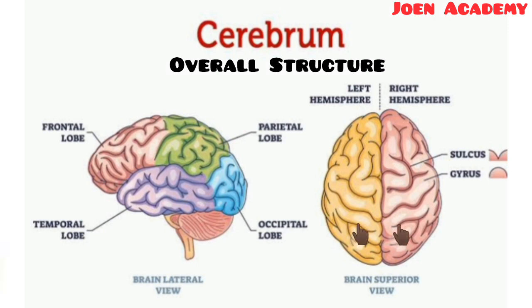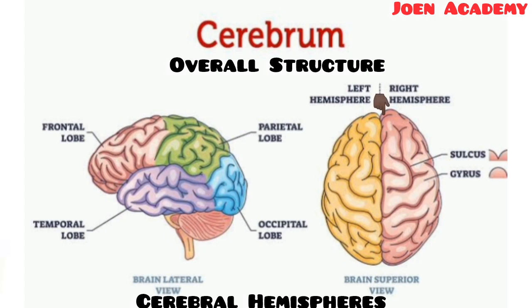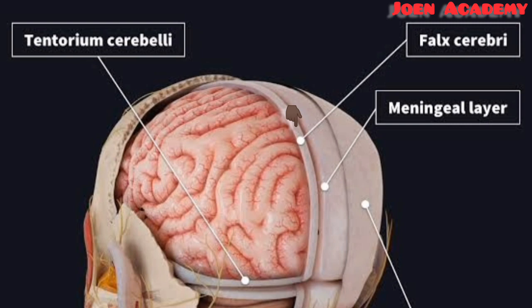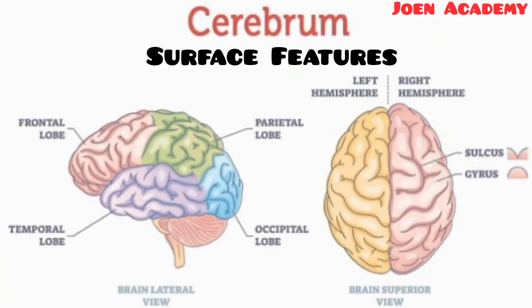The cerebrum is divided into two symmetrical halves, known as the two cerebral hemispheres, by a deep midline cleft known as the longitudinal fissure. The falx cerebri, which is a fold of dura mater, runs along this fissure, providing further separation between the two hemispheres. Let's have a look at the surface features of the cerebrum.